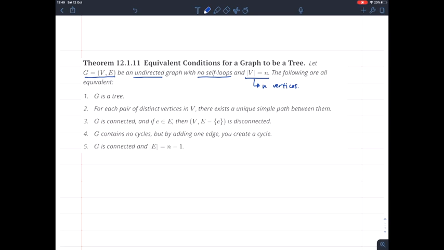We're not going to do a rigorous proof of this, but I am just going to talk through it because it will give us a little more insight into the difference between any old graph and a tree. So the first thing that we have is that G is a tree. And we know that G is a tree if it's connected and it has no self-loops and it has no cycles.